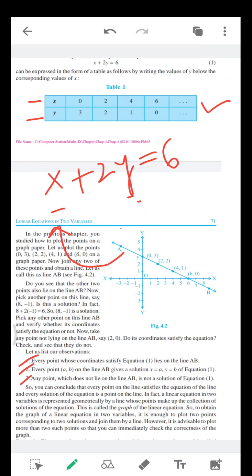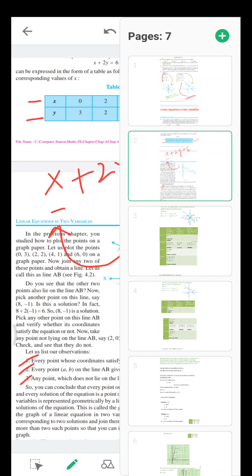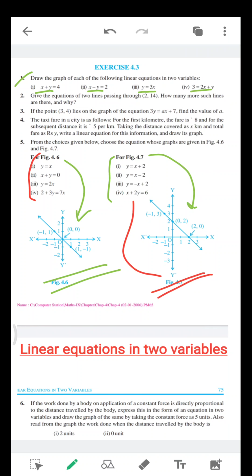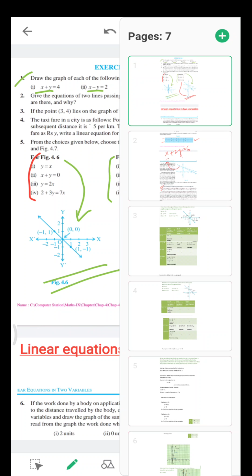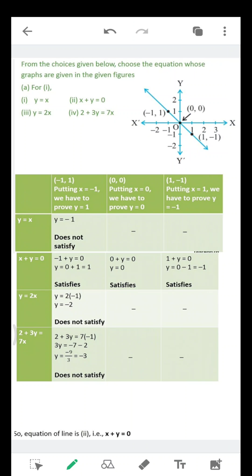Every point on the line will be a solution of the equation for which the graph is drawn. If you take any other value of your own, it may not be a solution of that. So this way we have to substitute in each equation and check. Here you can see there are solutions, so we'll check now. We'll take the first question.